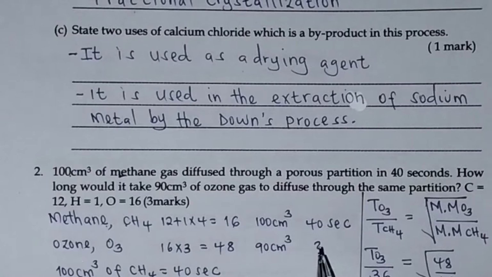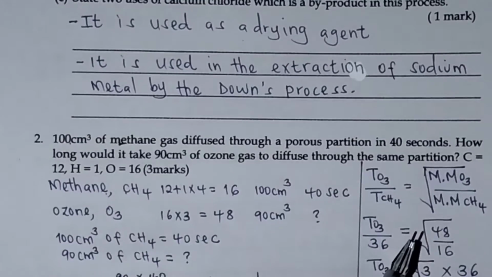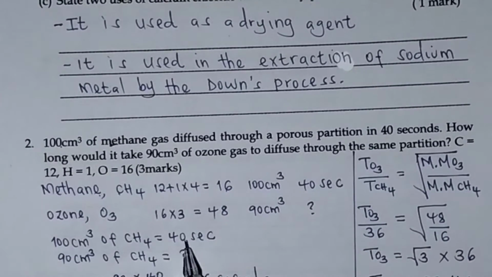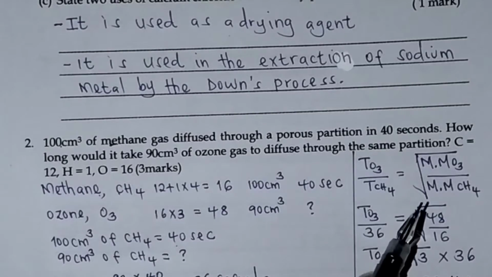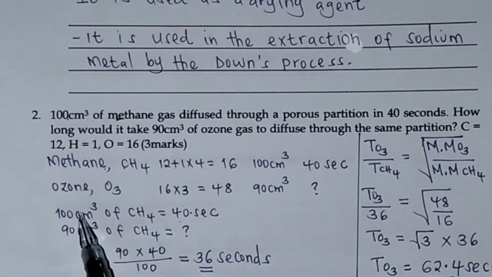First of all, we want to make the two volumes the same, the volume of methane and the volume of ozone. We have the volume of methane and also the time for methane. So we can say, if 100 centimeter cube of methane takes 40 seconds, what if we make it 90 centimeter cube of methane gas? What time will it take? We cross multiply. So here we are going to get 90 times 40, divided by 100.